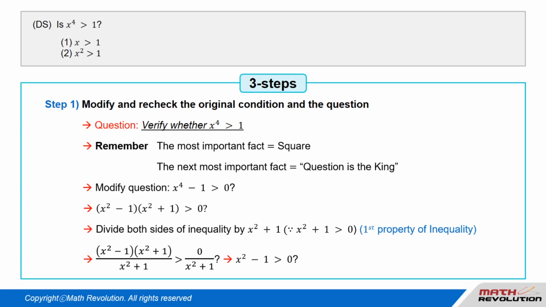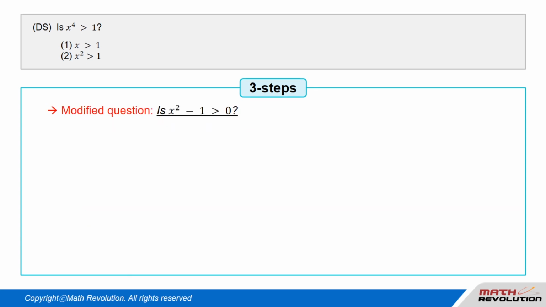Since x squared plus 1 is greater than 0, we can divide both sides of the inequality by x squared plus 1 without changing the direction of the inequality sign. Thus we have (x squared minus 1) times (x squared plus 1) over (x squared plus 1) is greater than 0 over (x squared plus 1), or x squared minus 1 is greater than 0. So we have to check whether x squared minus 1 is greater than 0.